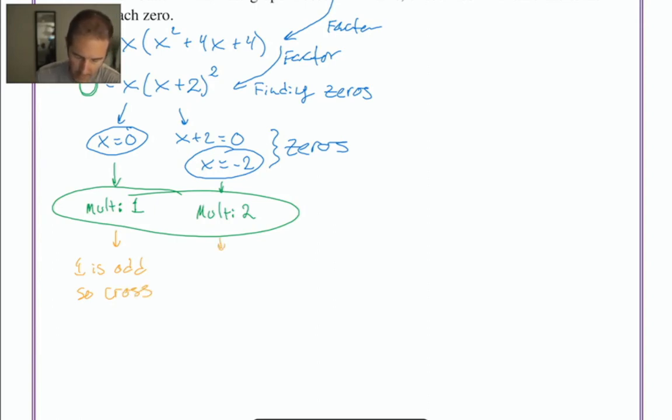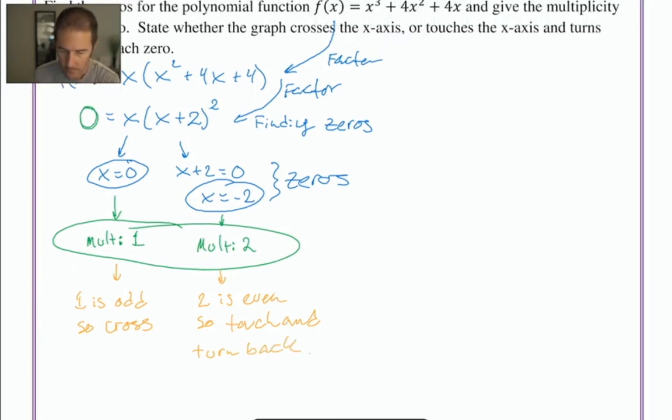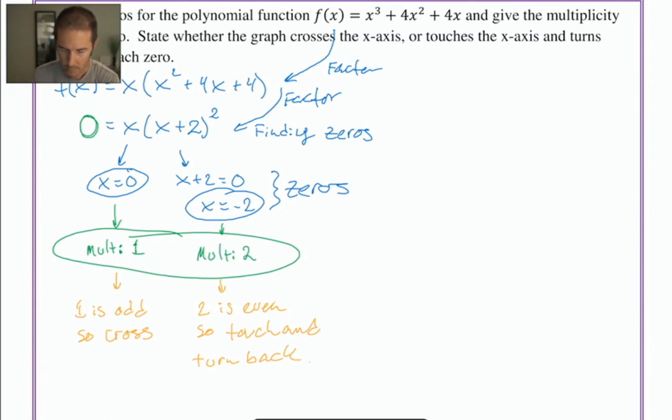This one, however, has an even multiplicity. So I'll say it touch and turn back. Can we talk about end behavior as long as we're here? We're so deep into this thing. Let's talk about end behavior.